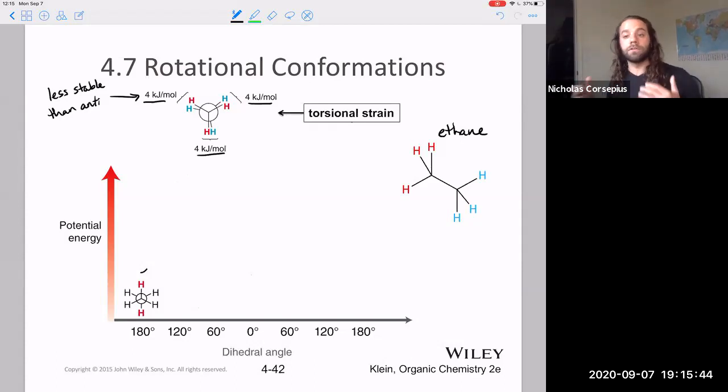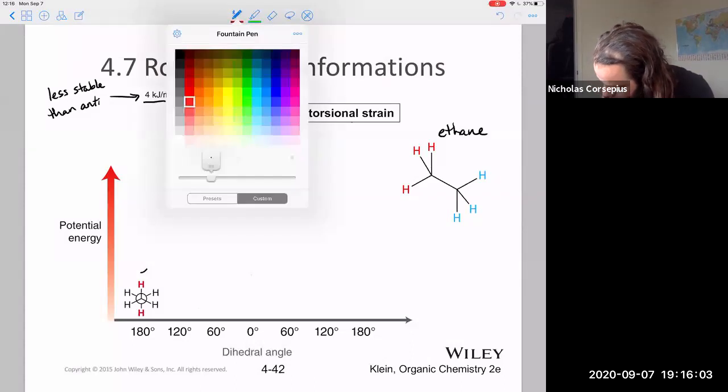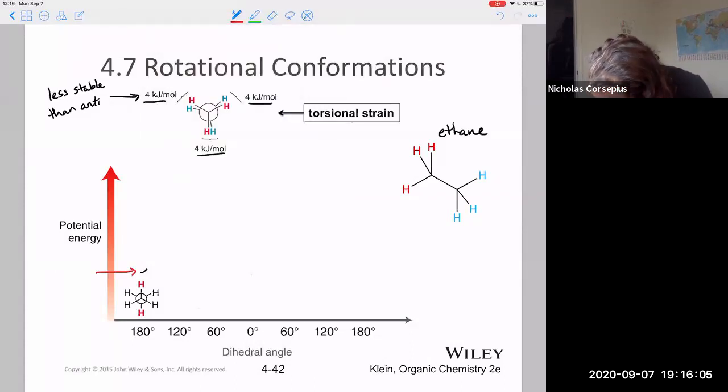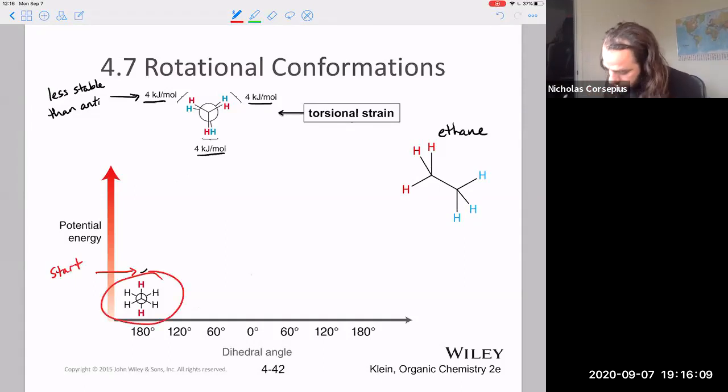And so for each of those four, it's going to add this penalty of 4 kilojoules per mole. So what would be the total for having 3 eclipsed hydrogens? That would be a penalty of 12 kilojoules per mole. So let's go ahead and represent that on our potential energy diagram here. So first of all, we're going to start right here. All right, starting in this rotational conformation here.